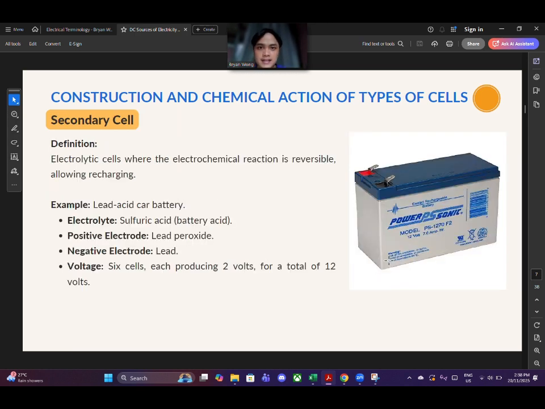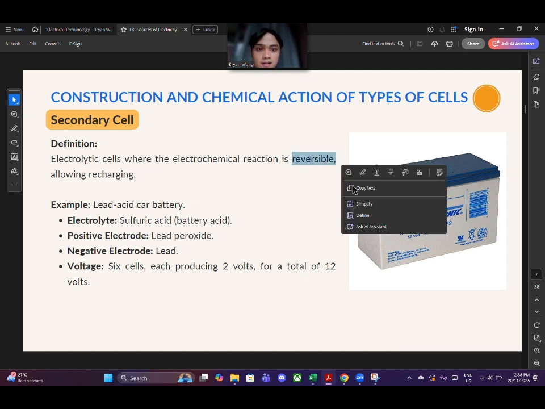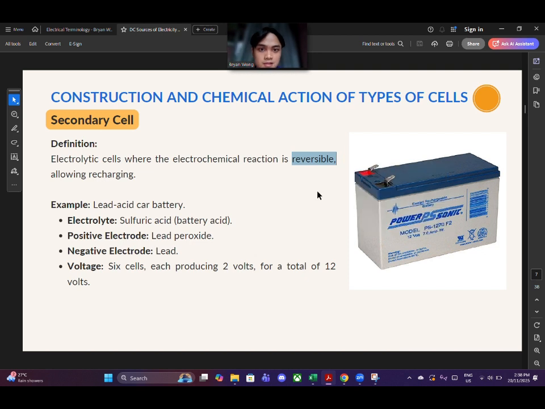Next, secondary cell. We have covered primary cells, and now we are going to jump into secondary cell. By definition, secondary cells are electrolytic cells where the electrochemical reaction is reversible, allowing recharging. Basically, a secondary cell allows recharging, and primary cells don't allow recharging. So in a secondary cell we can conclude that it is reversible.